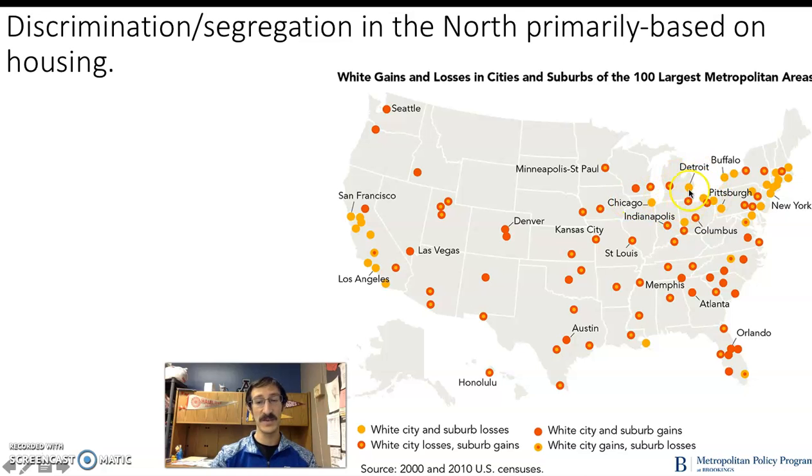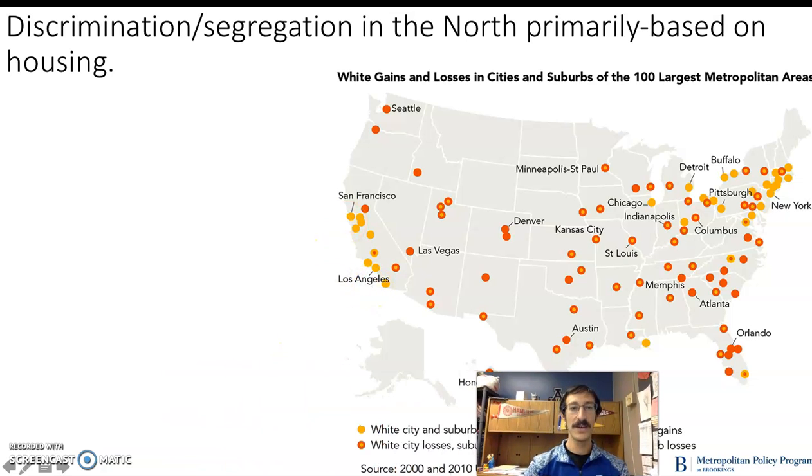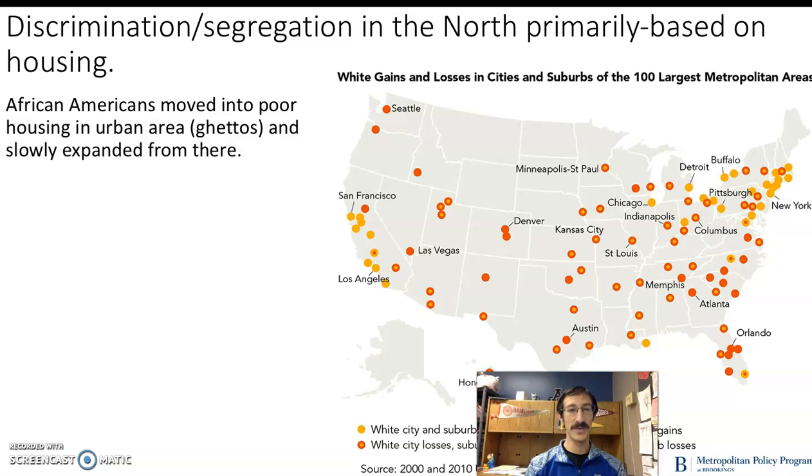Detroit, however, sees white city and suburban losses. You see that in Buffalo, areas of New York, Pittsburgh, a lot of LA and San Francisco, where you're seeing those other gains. But that's also connected, again, to discrimination and segregation in the North. This is focused on housing. So African Americans, as they moved into the North, kind of what I alluded to a little bit in the last video about ethnic locations, were essentially forced into poor housing in the urban areas known as ghettos, and they slowly kind of expanded out from there as more and more people moved in.